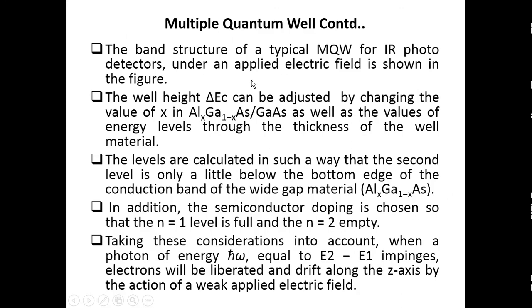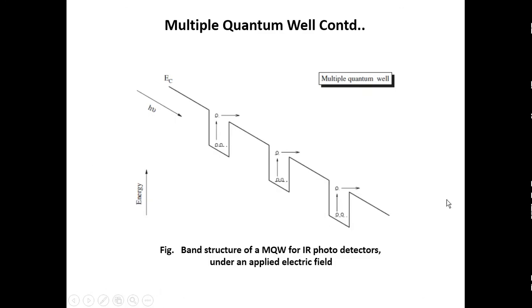Now the well height delta EC can be adjusted by changing the value of x in the aluminium gallium arsenide, as well as the values of energy levels through the thickness of the well. So the values of energy levels can be adjusted, or the well height delta EC can be. So what is delta EC? What is meant by delta EC?